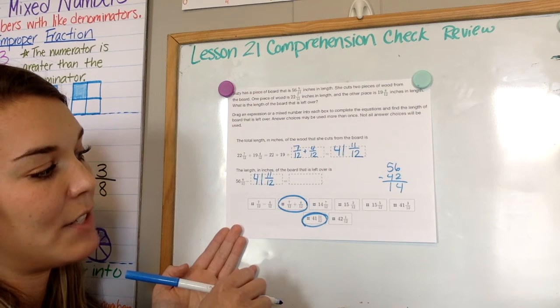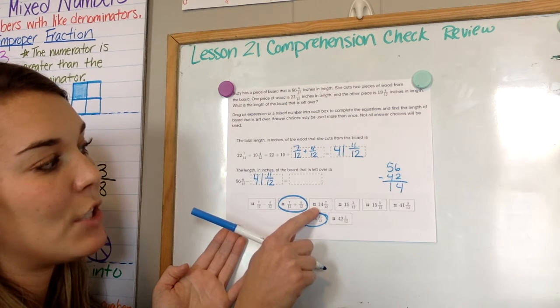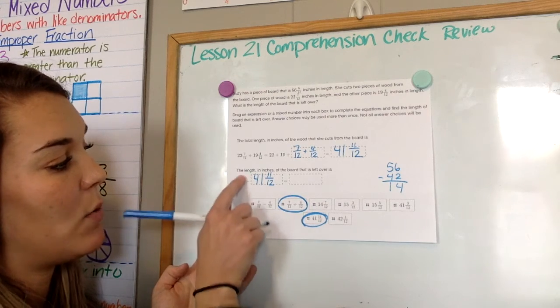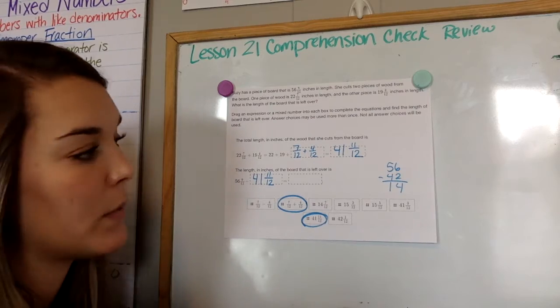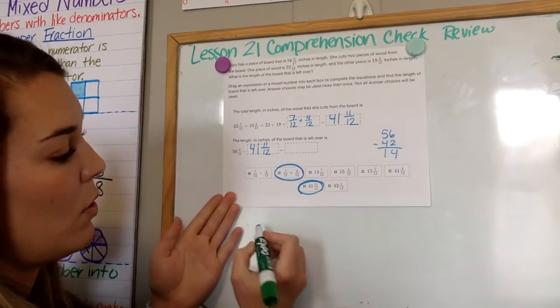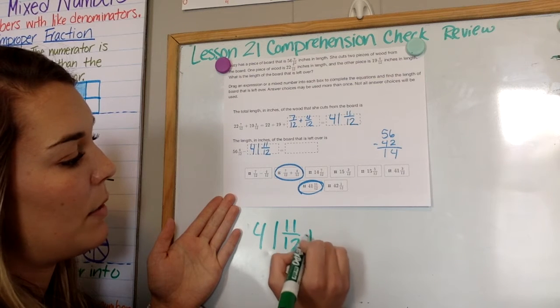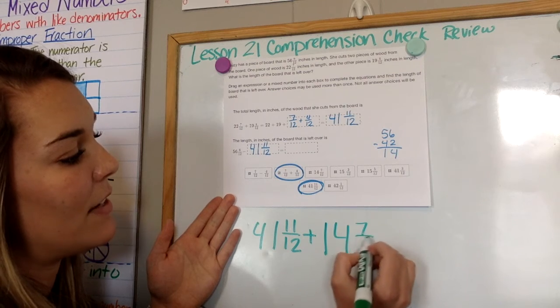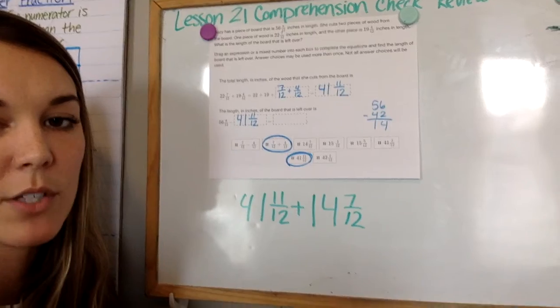The other thing I could do is if I really think it's this one, I can do this plus the answer that I think to see if it equals 56 and 6/12. So I'm going to test it out. I'm going to do 41 and 11/12 plus 14 and 7/12. Okay, because making improper fractions of this, guys, is going to be way too crazy.